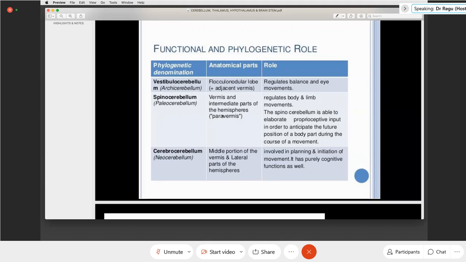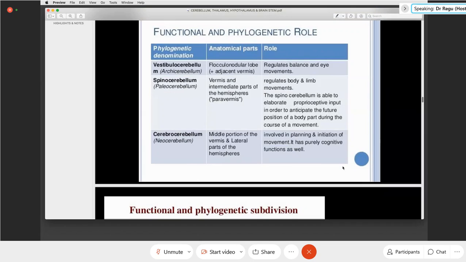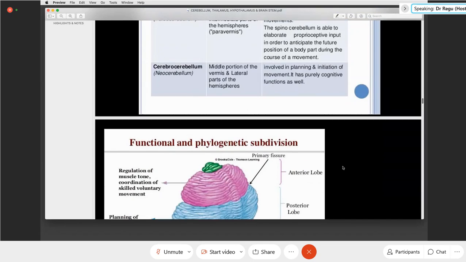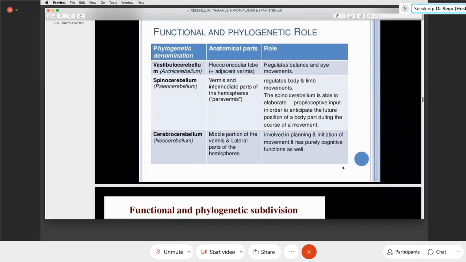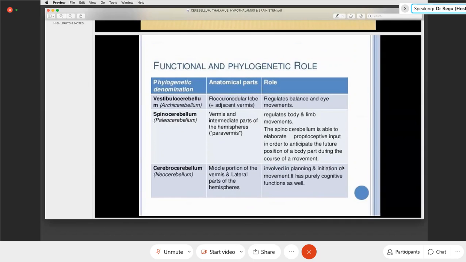Number two, then you have the spinocerebellum that regulates body and limb movements. And lastly, the cerebrocerebellum, which I mentioned, is involved in planning and initiation of movement, right? It's more of a cognitive function. So, you see, this is essentially how we are divided, either from an anatomical perspective or a functional perspective.